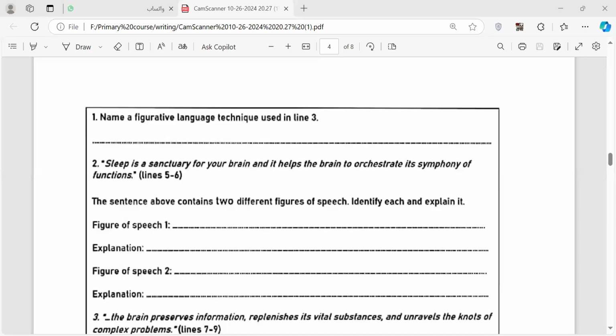Okay, to explain the effect of these techniques. While reading the questions and while answering the questions, you must know how to analyze and how to explain the points. This is very important: how to analyze the effect of the simile, the effect of the metaphor, and so on. Okay? So, for example, let's start with the first sentence here.